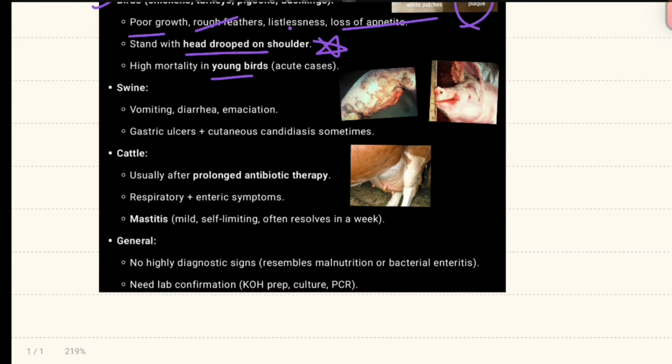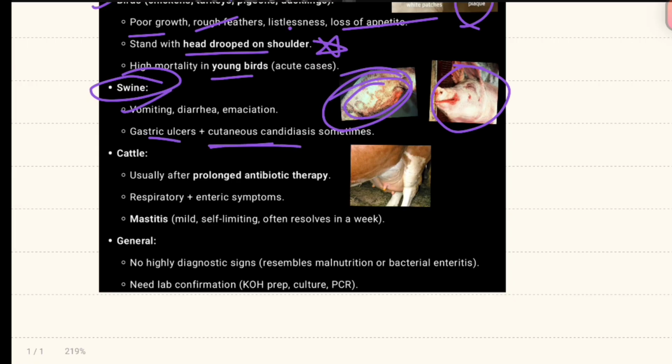And in the initial section we discussed that in swine we can see the cutaneous form. So these lesions are cutaneous candidiasis, and also gastric ulcers, vomiting, diarrhea, and emaciation are noticed.